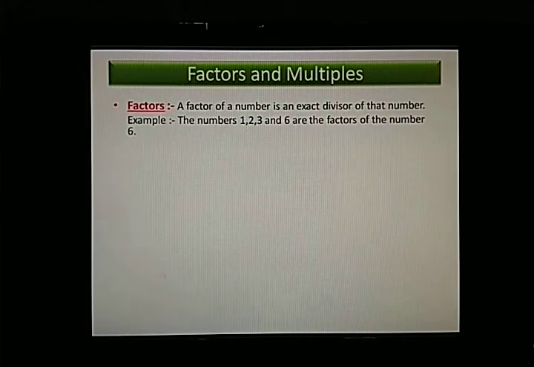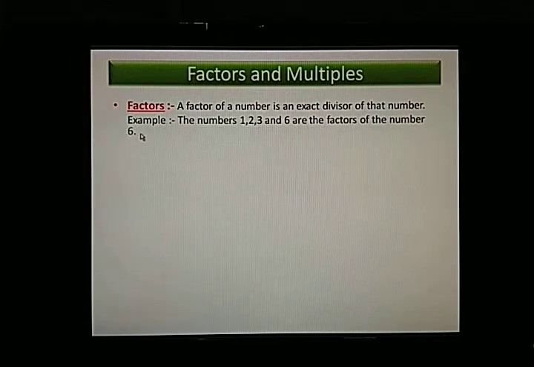Now what is a factor and what is a multiple? So let us see. What is a factor? A factor is an exact divisor of that number. Means a factor is such a number which can completely divide or exactly divide the other number. It will be clear by looking at the example. You can see the numbers 1, 2, 3 and 6 are the factors of the number 6.